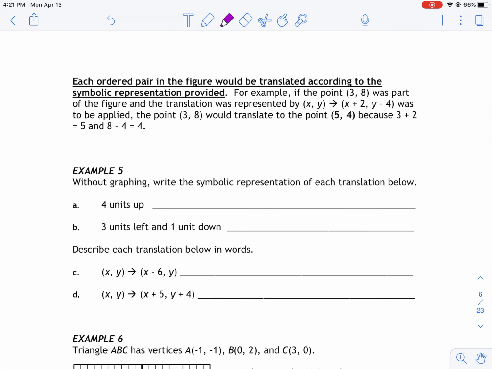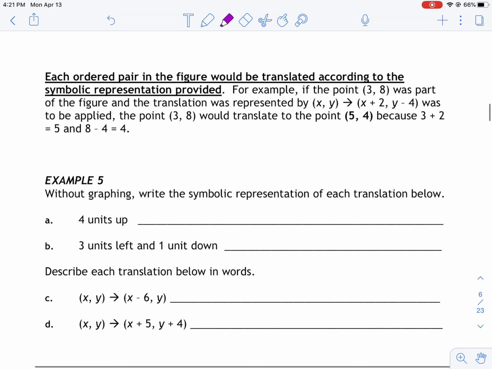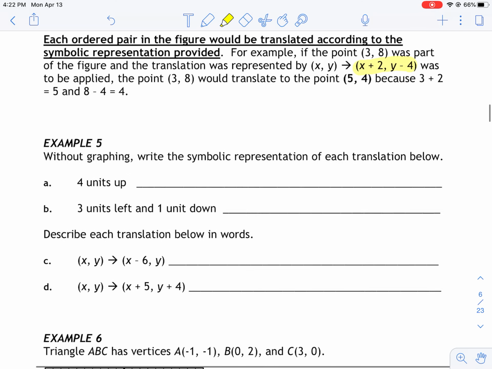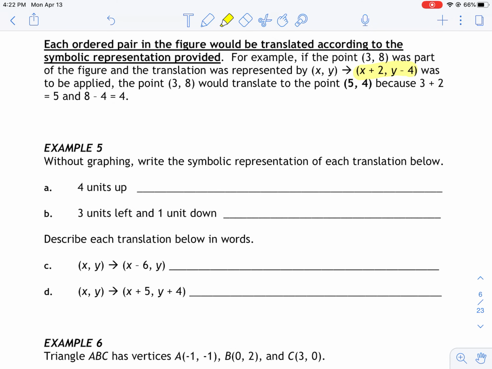So notice the top of page 6 here. It says each ordered pair in the figure would be translated according to the representation provided. Okay, and I give an example. If (3, 8) was a part of the figure, okay, and the translation was x plus 2, y minus 4, okay, that would translate to the point (5, 4), because you're going to add 2 to 3 to get your 5, and you're going to subtract 4 from 8 to get your 4. Okay, so let's just do these examples here real fast. I'm going to do A and D, and you guys can do B and C.